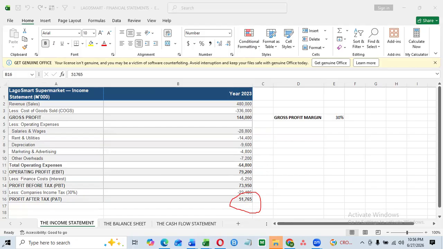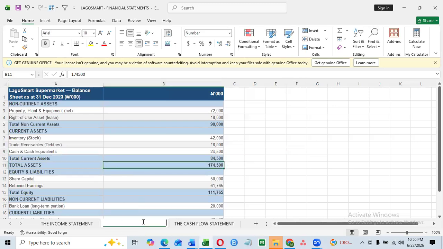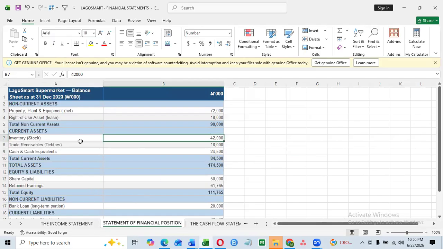Now let's look into the statement of financial position. Let me use the new nomenclature instead of the old nomenclature. Statement of financial position. Okay, financial position. While the income statement is the statement of financial performance.